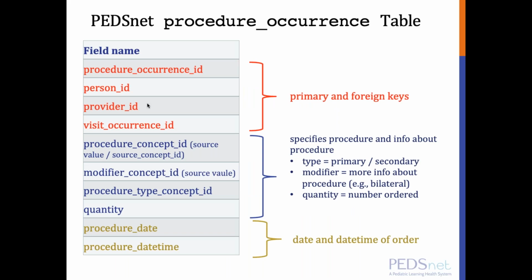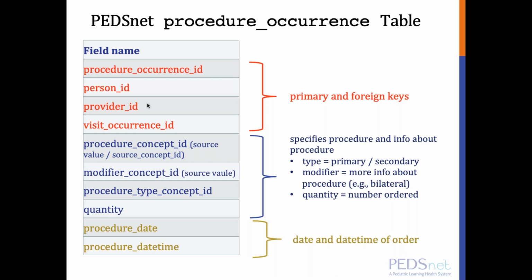A quick overview of the procedure table. The primary key here is the procedure occurrence ID, just like the condition occurrence ID. The foreign keys are the person ID, provider ID, and visit occurrence, because again, you want to know who had the procedure, who provided it, and what the associated visit was. The procedure concept ID is another concept ID where we're learning, again, what the procedure is that was performed.